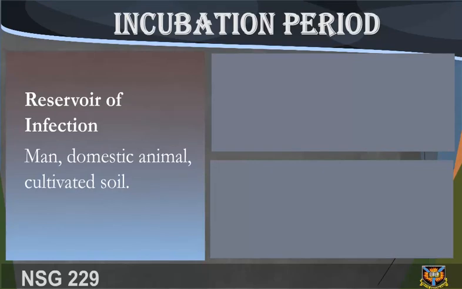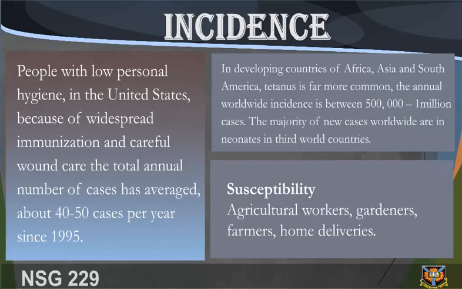Reservoir of infection. Man, domestic animal, cultivated soil. Incidence. People with low personal hygiene. In the United States, because of widespread immunization and careful wound care, the total annual number of cases has averaged about 40 to 50 cases per year since 1995.